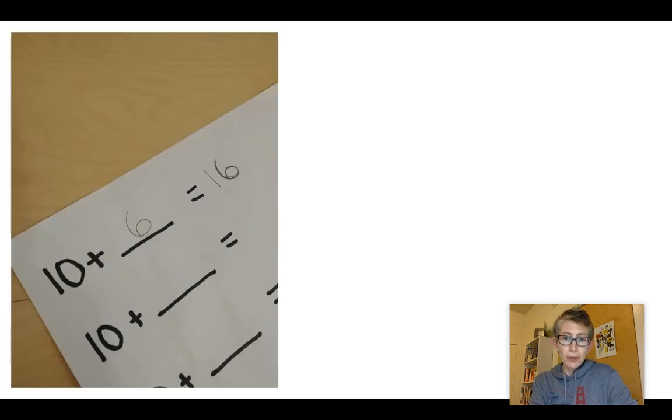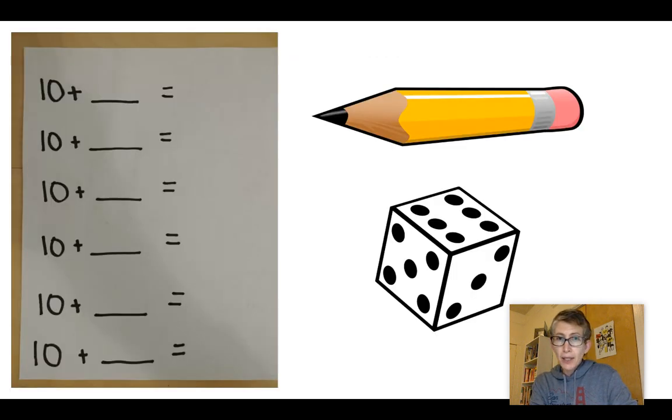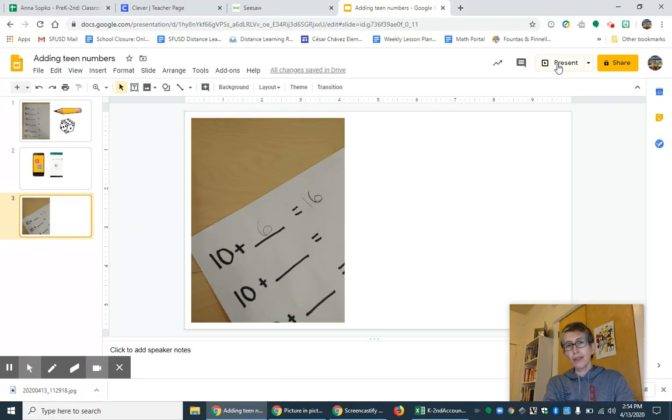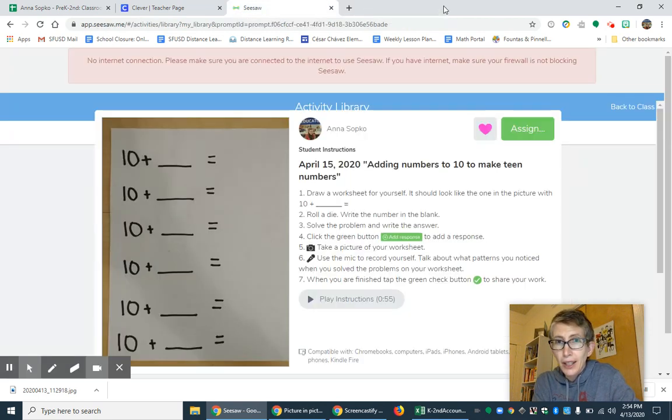Now, here's what you're going to do. You're going to take your piece of paper and your pencil, write 10 plus blank. Now shake your die and throw it. Whatever number you get, you're going to write it in the blank and then figure out the answer. You see how I did that? 10 plus 6 equals 16. Got it? Okay. After you are finished playing your game, I'm going to tell you how to show me your work in Seesaw.